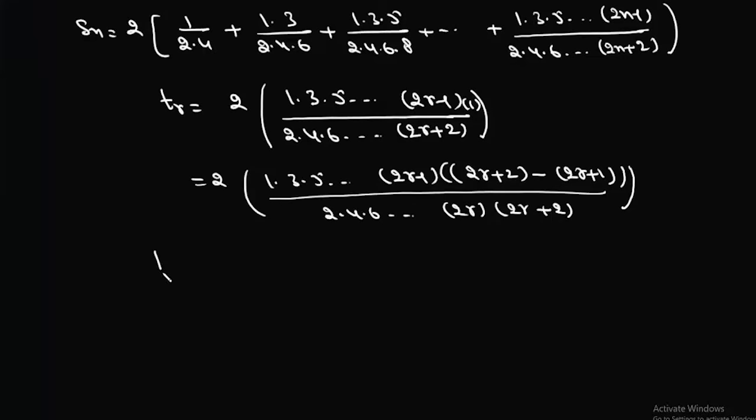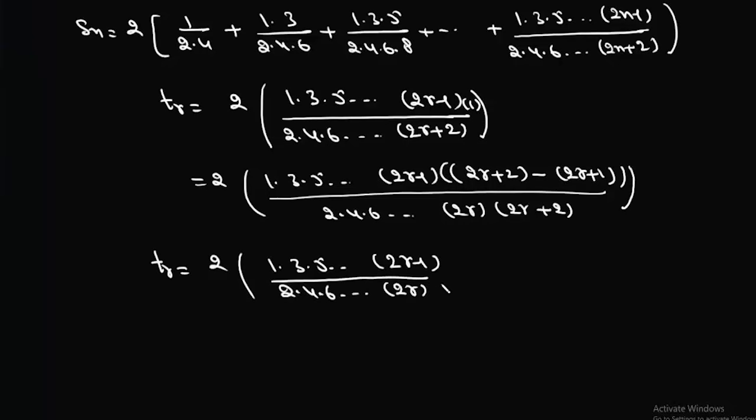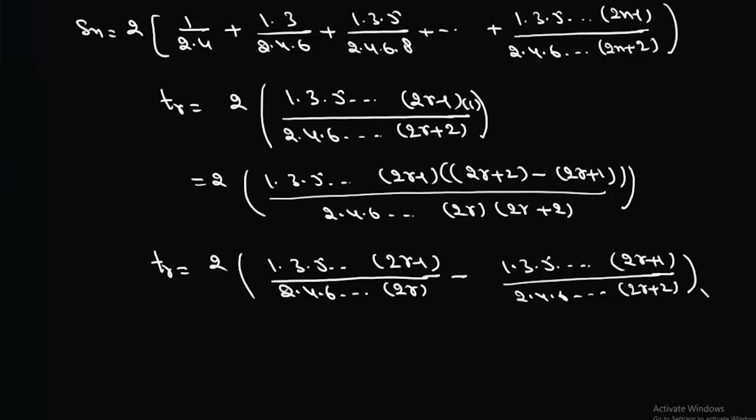Now we can write this as tr, and this is 2. Now for this first part, 2r plus 2 will cancel, so we get this as 1 into 3 into 5 up to 2r minus 1 upon 2 into 4 into 6 up to 2r, and then minus, here it is 1 into 3 into 5, and this is 2r plus 1 upon 2 into 4 into 6 up to 2r plus 2. So that's your tr.